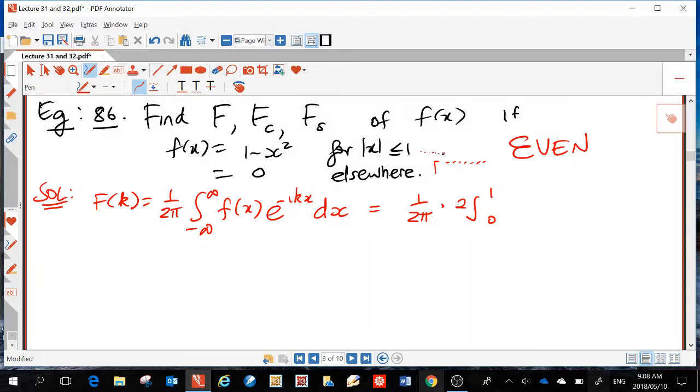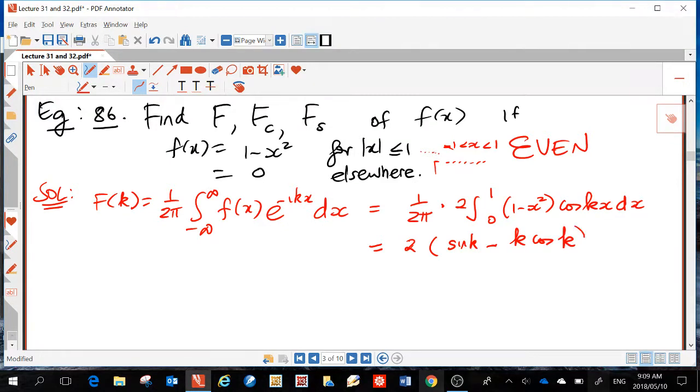You see, this absolute x less than 1 means minus 1 less than x less than 1, right? But because it's an even function, I can double it and go from 0 to 1 to make the calculation easier. 1 minus x squared cos kx, because it's the even part that will survive, dx. And when you calculate this, I'm not going to do the whole details, you'll get 2 into, don't worry about the answer, sine k minus k cos k.